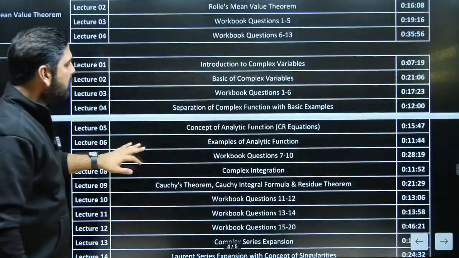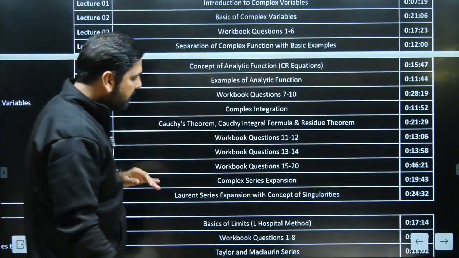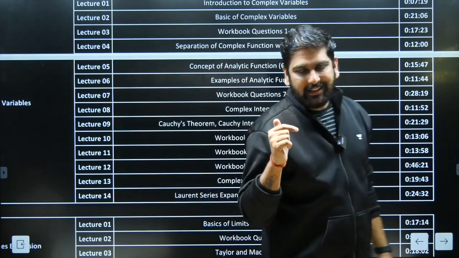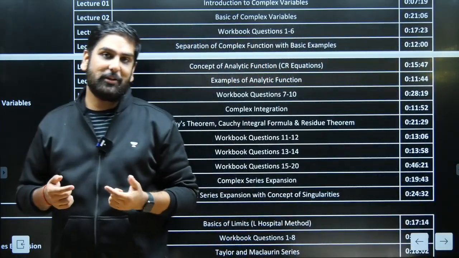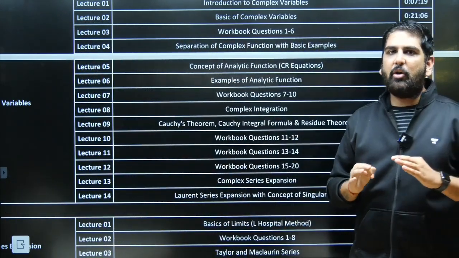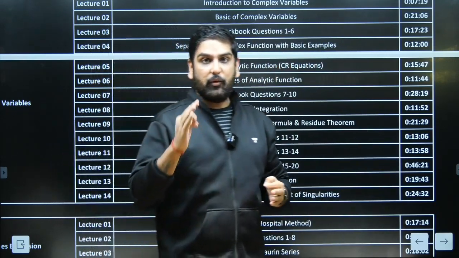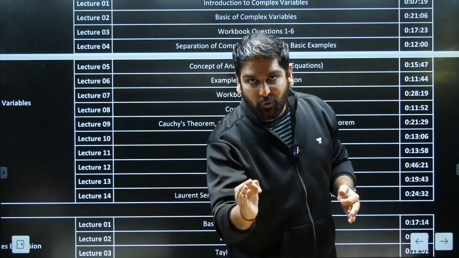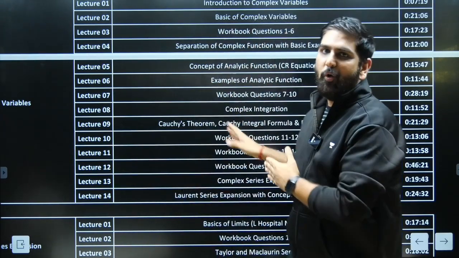The next is complex variable, and I have divided it from lecture 1 to lecture 14, from the basics of complex to the Laurent series and Taylor series expansion, my dear students. So I haven't left any topic of our GATE syllabus. If you want to prepare for GATE 2024 or GATE 2023, then definitely just go for it.